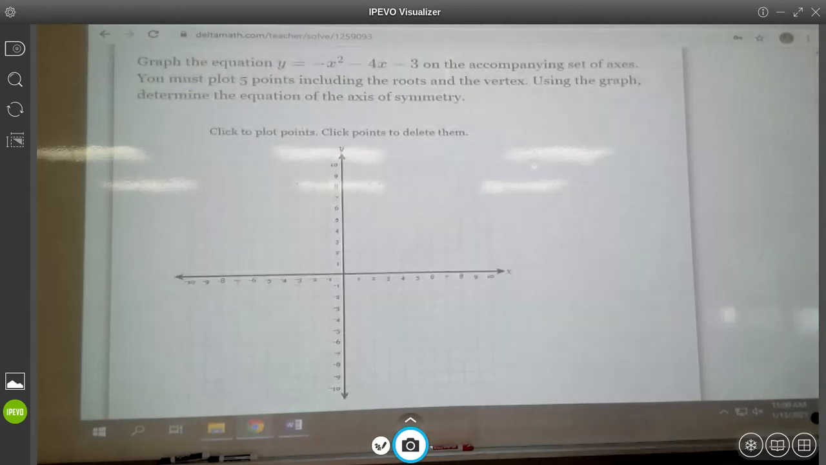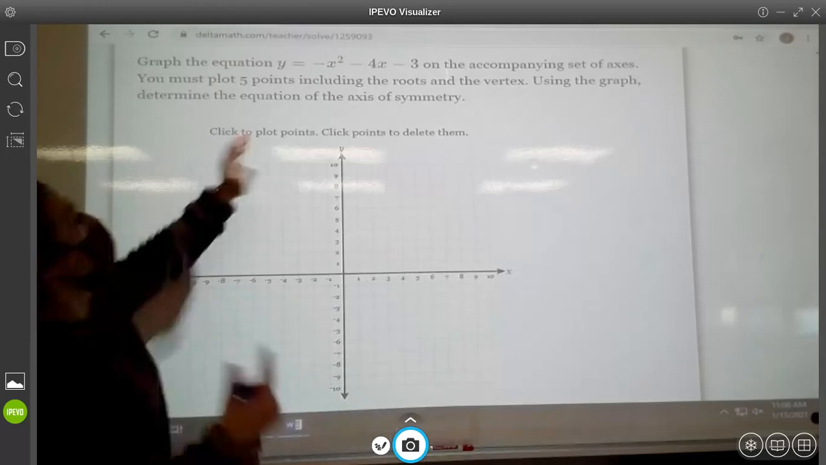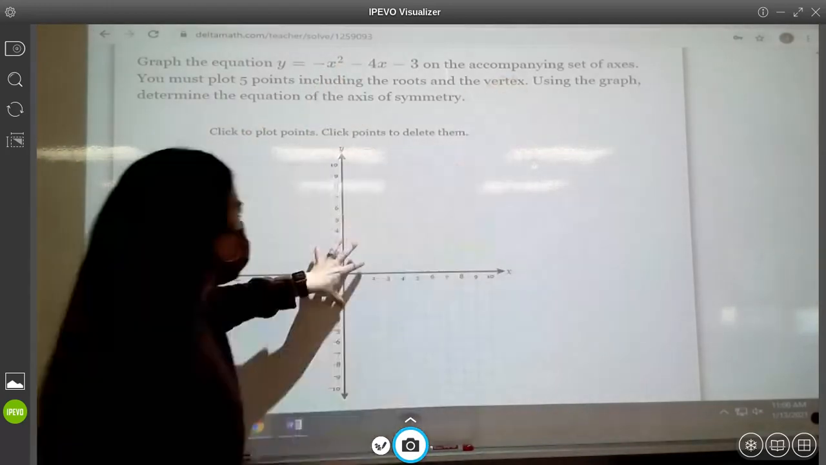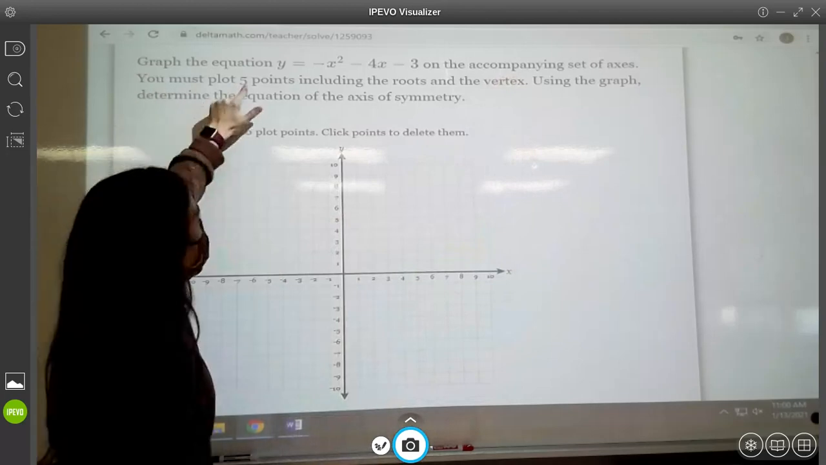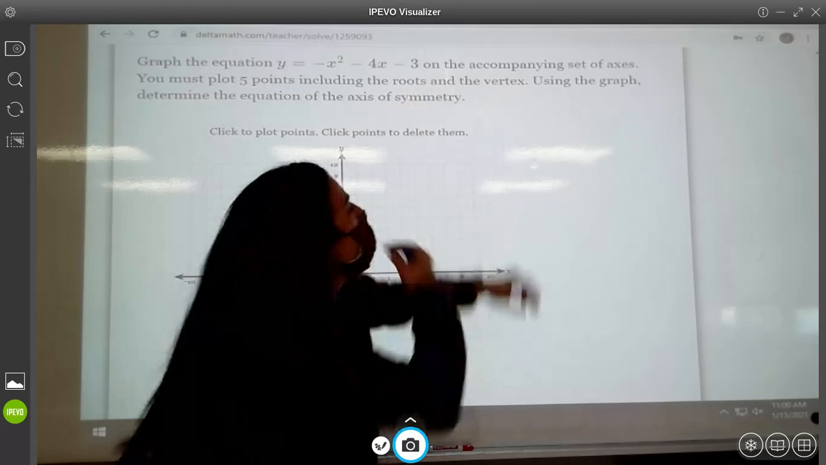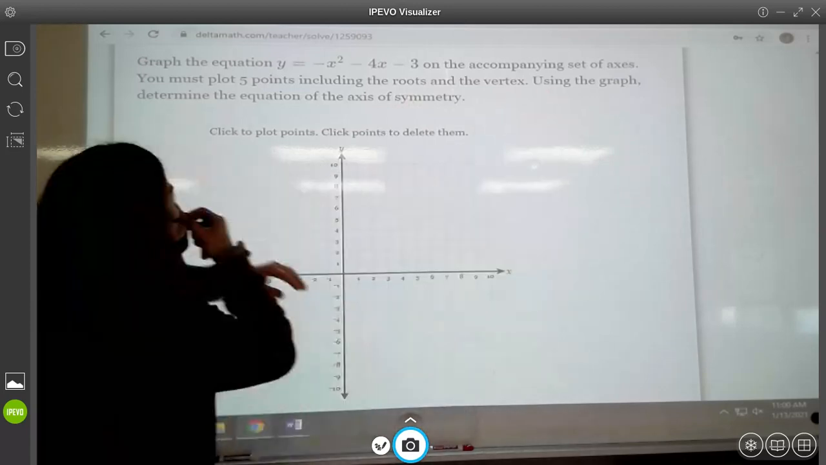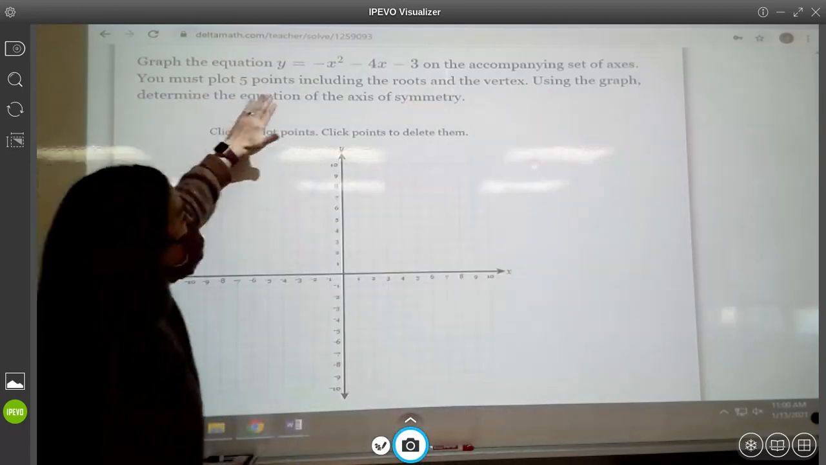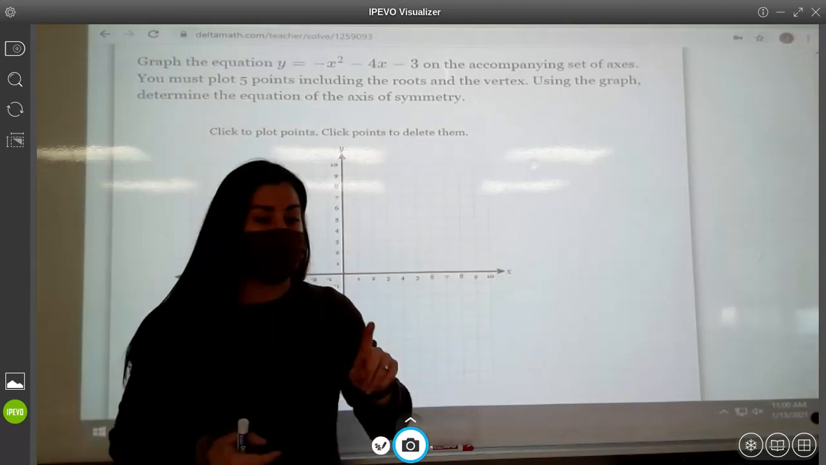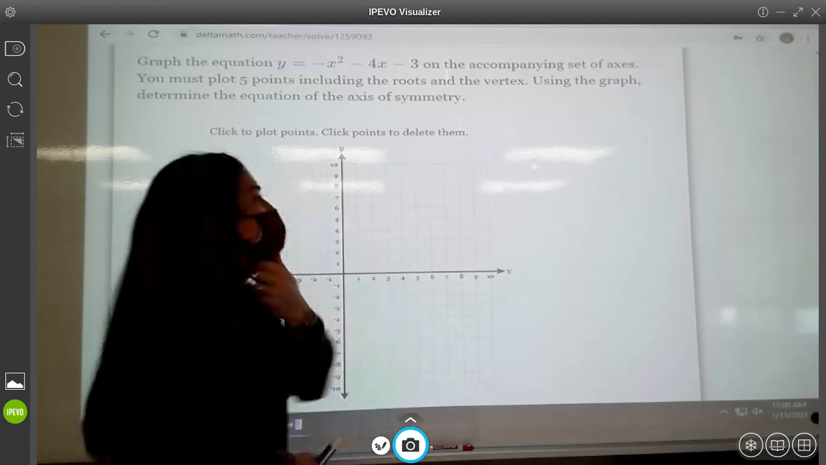All right, guys, let's do this one. All right, so now we're going to graph this quadratic equation in standard form on the accompanying set of axes. We're going to plot 5 points that have to include the roots and the vertex. Using the graph at the end of the problem, once you've graphed it, determine the equation of the axis of symmetry. So now the second part here isn't asking for the roots. It's asking for the AOS.